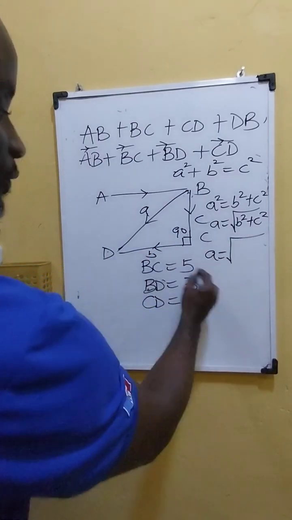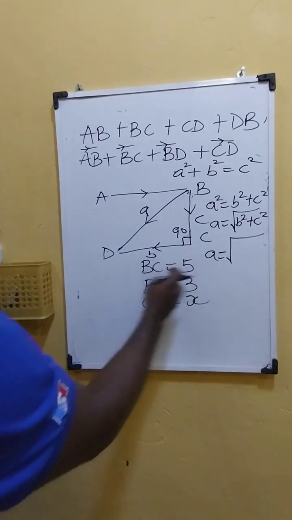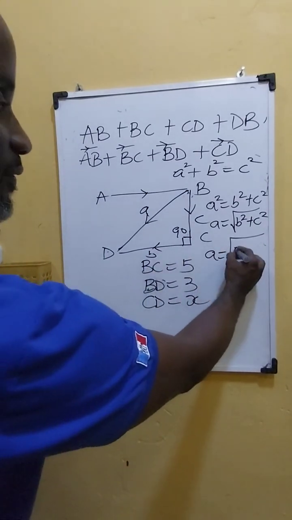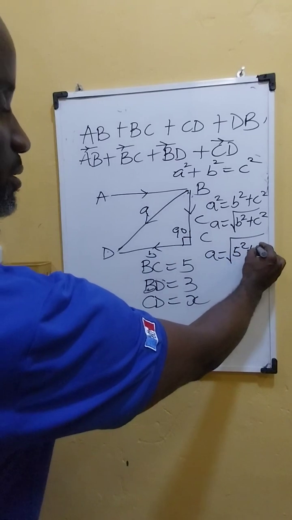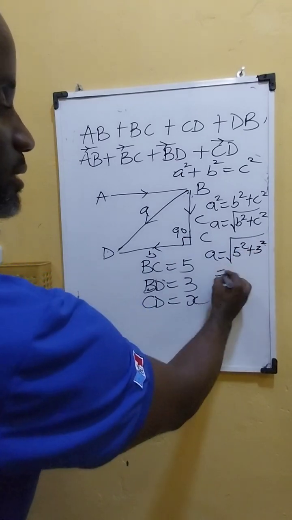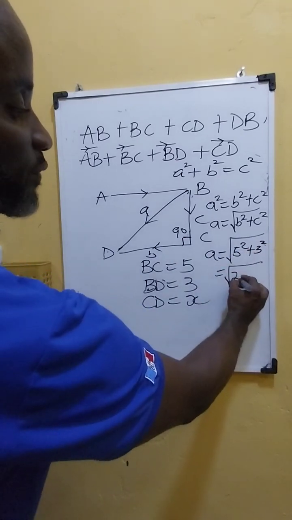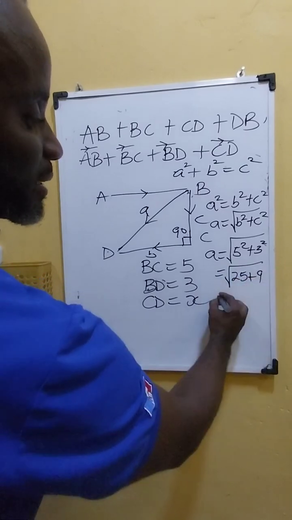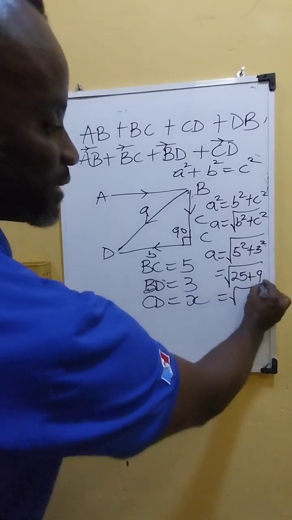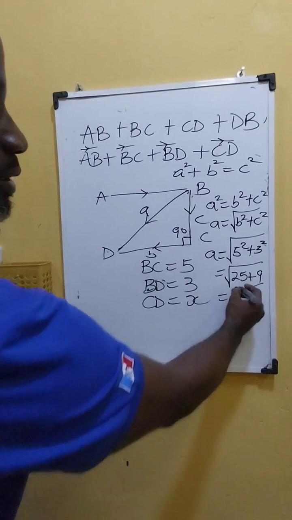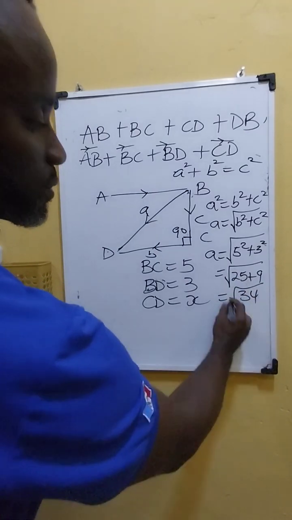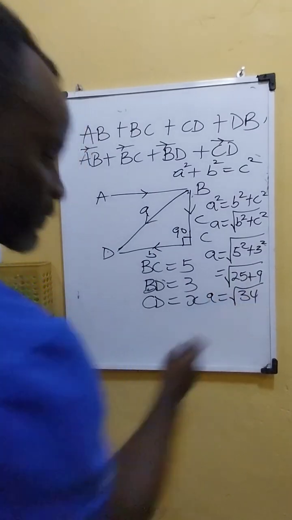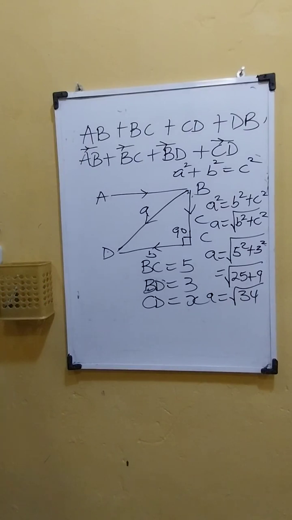The square root of whatever it is. Say 5 squared plus 3 squared, which is equal to 25 plus 9. And 25 plus 9 is 34. So the square root of 34 is actually the other part. That's it about vectors. Did you see that? So that's how it works.